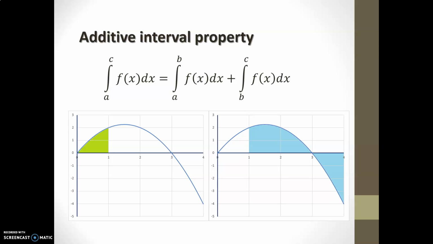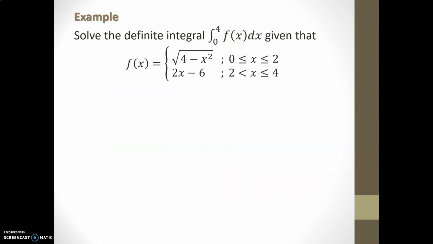and 4. Now, if the function does not change definition, there doesn't seem to be any reason to use this property. So let's look at a situation where the additive interval property becomes very handy. Here's an example where we'll calculate the definite integral from 0 to 4 of a piecewise function. The piecewise function changes rule at 2, which is somewhere between 0 and 4.